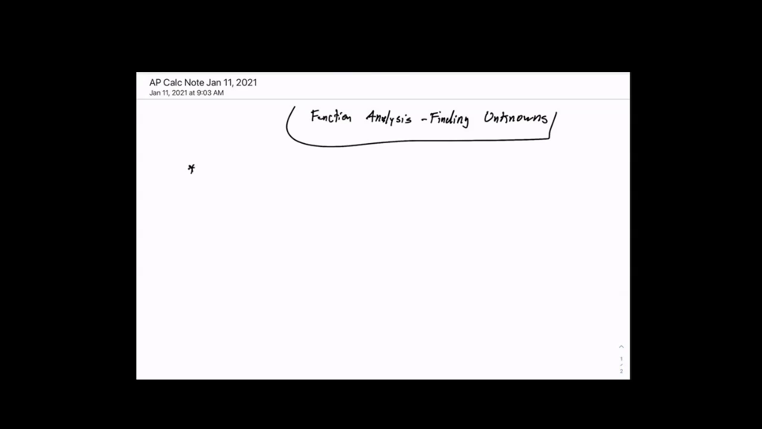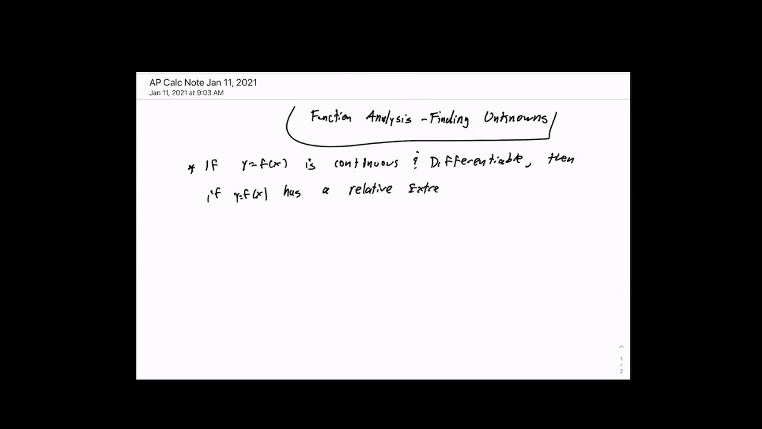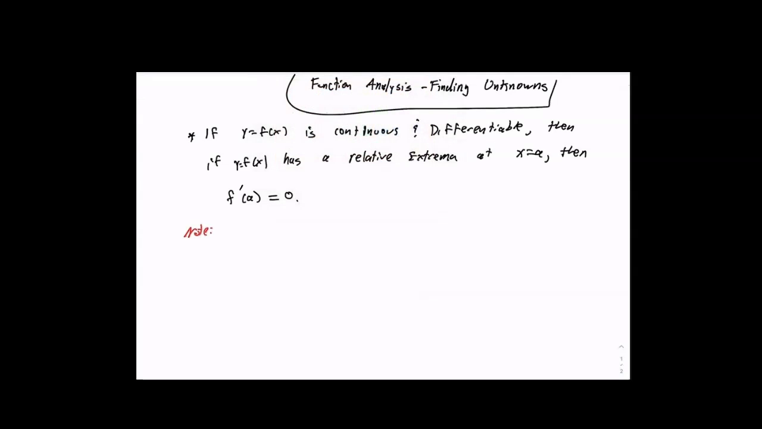So, to start off our notes, I want to make sure we note that if a function, y equals f of x, is continuous and differentiable, then if the function has a relative extrema at x equals a, then f prime of a must equal 0. However, note f prime of a equals 0 does not indicate relative extrema.